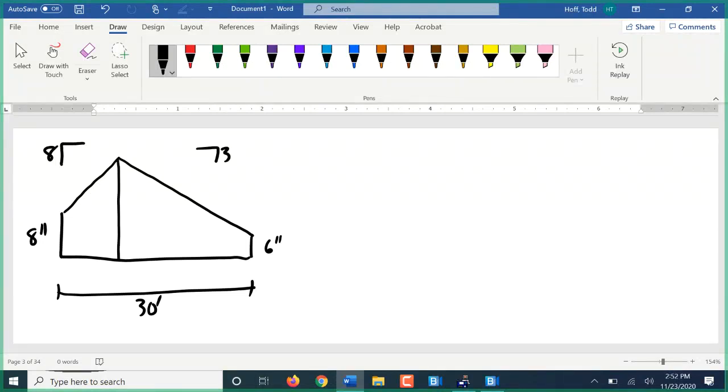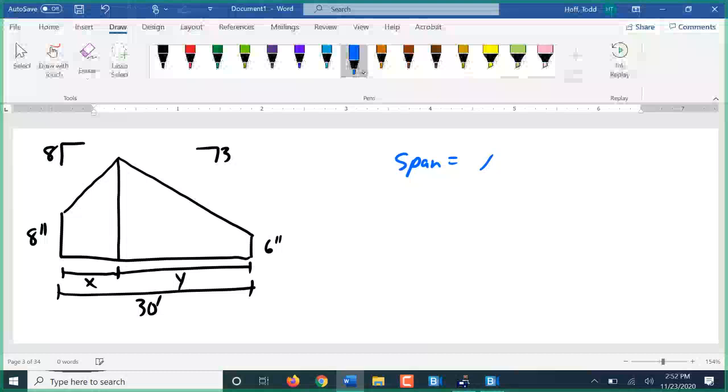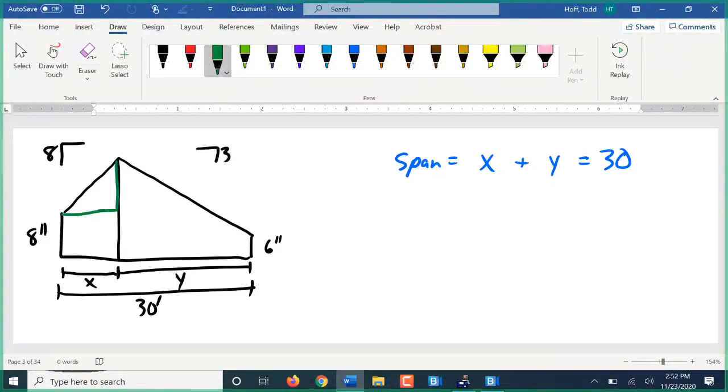We are still dividing this up as x and y. So we still know, as far as our span is concerned, x plus y adds up to 30. Well, now we need to find our triangles to find our other equations for h. Now this whole height here is h.